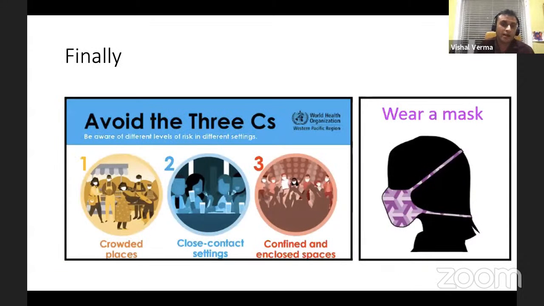Finally, I would say avoid these 3 C's: crowded places, because we know that in crowded places the aerosol concentration is going to build up; close contact settings; and confined and enclosed spaces. Avoid these 3 C's, and definitely wear a mask if you cannot avoid them.